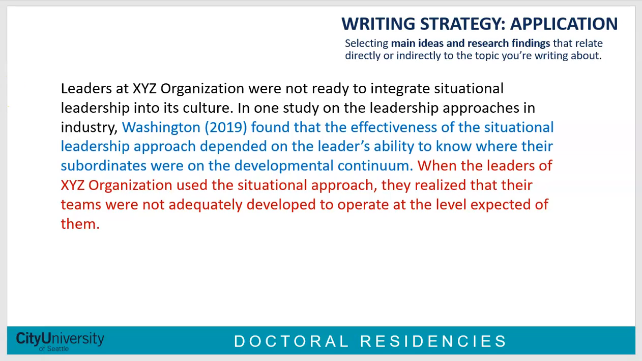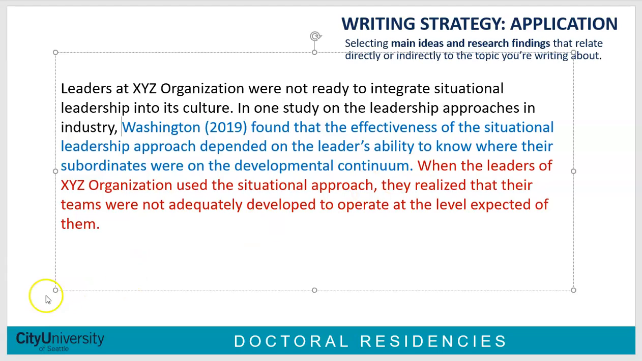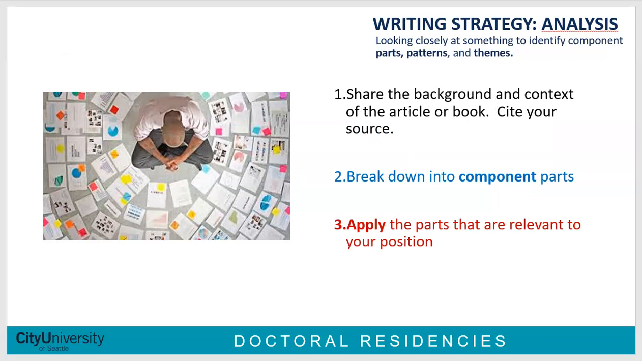In the blue section, you want to identify the specific component in the research. What did Washington find? Found that the effectiveness of the situational leadership approach, etc. And then the red here is applying the component to your specific situation. When the leaders of this organization used this approach, they realized that is application. Okay, so these 3 components, that's application. Again, get the main ideas, the findings from the research that relate to the topic, and apply that to the situation. That's application. All right, let me get to analysis.